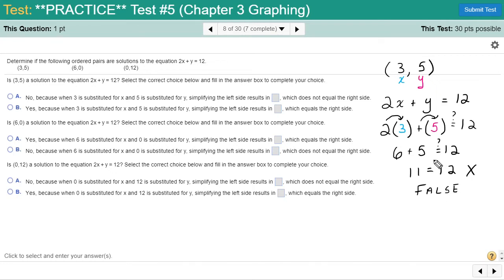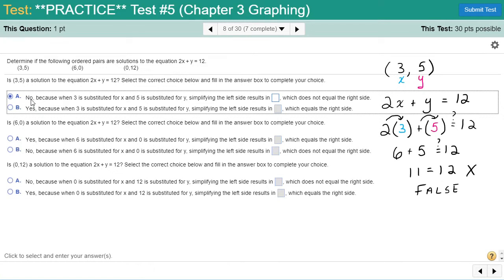So for the first part of this question, is the solution to the equation 3 comma 5? Certainly not. We did not get a true statement. But don't just click on the answer and move on to the next part, because there is another component to this question. Yes, we have to choose whether it is a solution or not a solution, but further down the line we also have to give a reason why this ordered pair is not a solution.